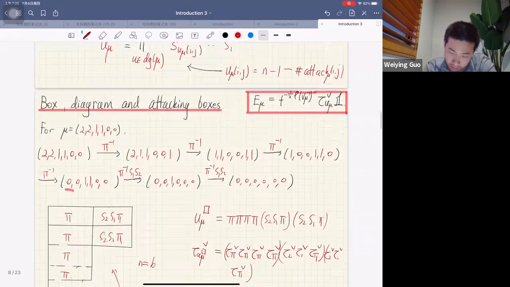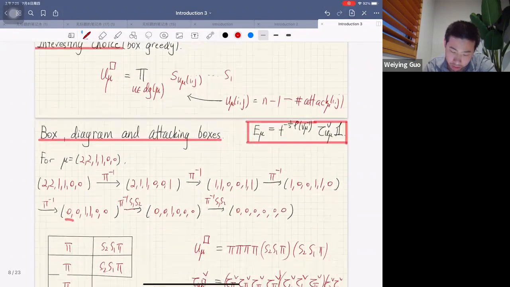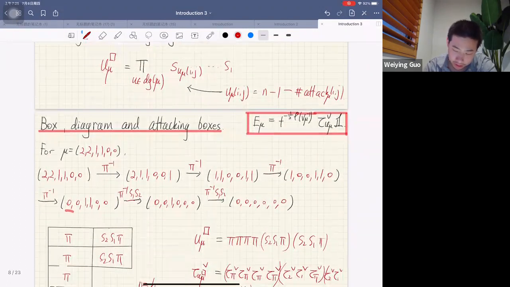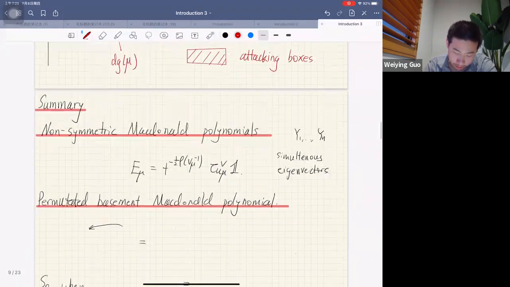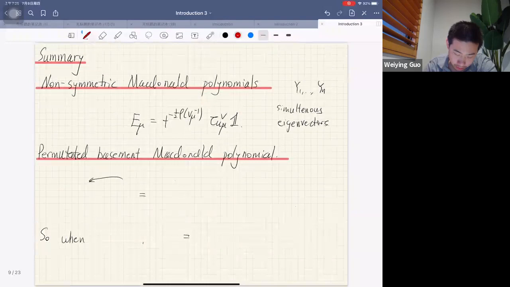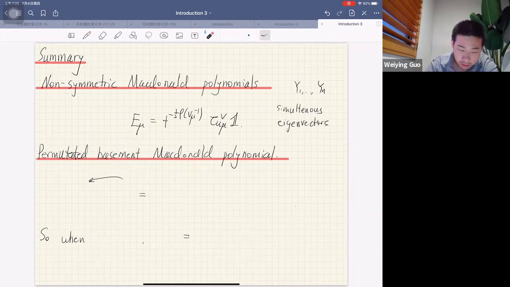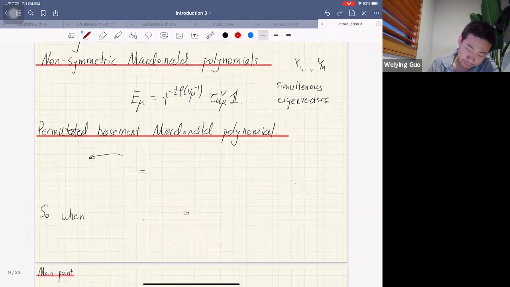So this reduced word will indeed lead us to the compression formula, from the alcove walk formula to the non-attacking filling formula of our main result. Before talking about our main results, I will generalize the non-symmetric Macdonald polynomial a little bit to the so-called permuted basement Macdonald polynomial, which is also known as the relative Macdonald polynomial in our paper.